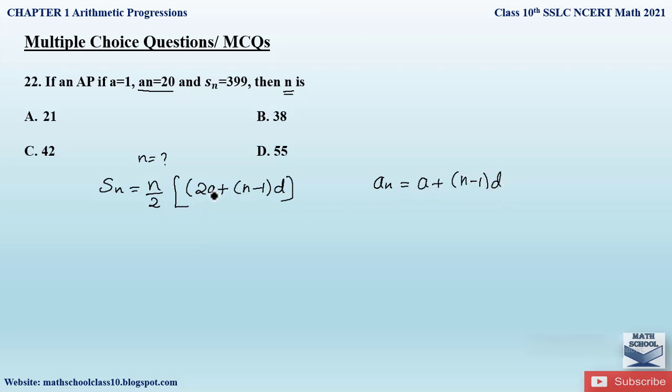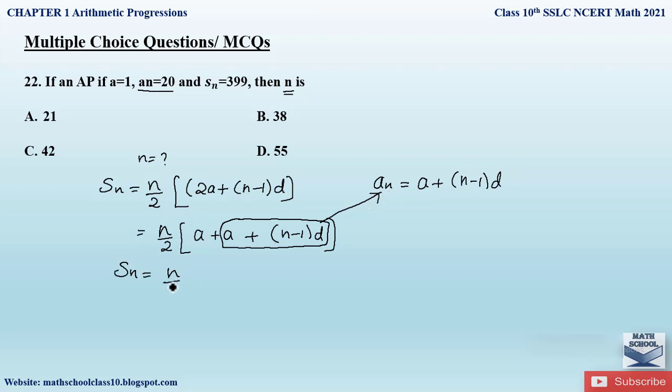If you observe in this formula, 2a can be written as a plus a, right? So let us write down n divided by 2, and I'm just writing 2a as a plus a, plus n minus 1 into d. So if you observe, a plus n minus 1 into d can be written as equal to an, right? Since they have given us the an value, we can substitute here and eliminate this d also. Since we don't know the d value, we are substituting a plus n minus 1 into d as an, right? So Sn is equal to n divided by 2 into a plus an.